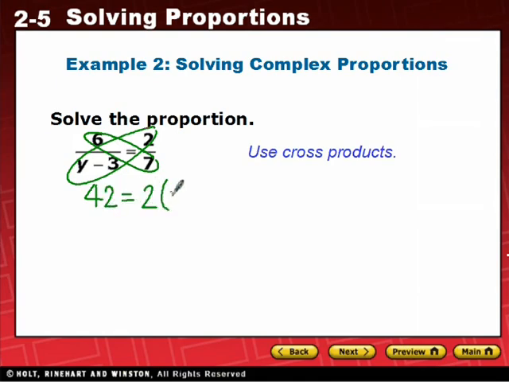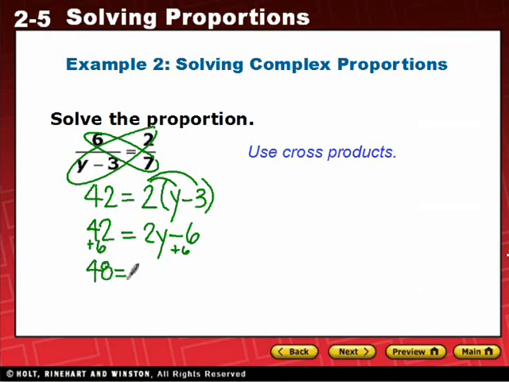We have 2 times the quantity y minus 3. And since I have 2 groups of y minus 3, I'm going to have to distribute. So I get 2y minus 6 equal to 42. And then I can add 6 to both sides, and I get 2y equals 48, and therefore y equals 24. Okay, so same basic idea, except anytime there's an expression within the proportion, you're going to need to distribute to get the right final answer.